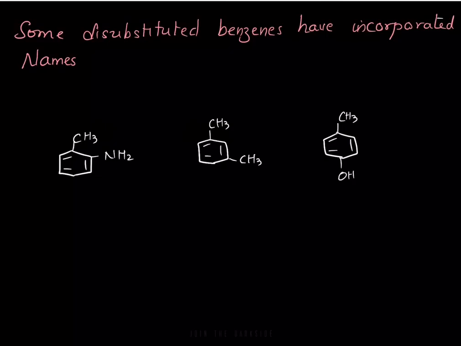Okay. Some disubstituted benzenes have incorporated names. Say for example, when you have an amino group and a methyl group on the same benzene molecule, it's actually called toluidine. And because they are in the 1-2 position, it's called ortho-toluidine.